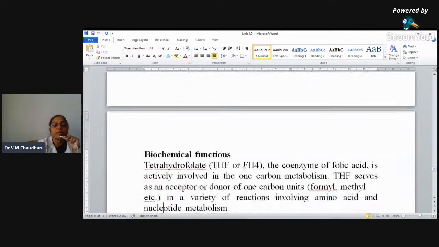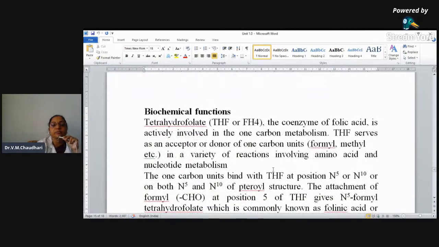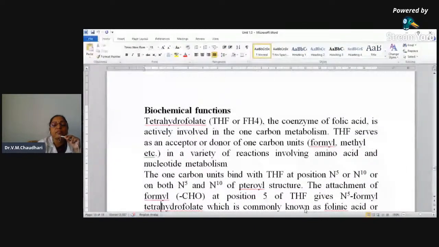Now what is the biochemical function? Tetrahydrofolate, THF or FH4, is the coenzyme of folic acid. It is actively involved in one carbon metabolism.